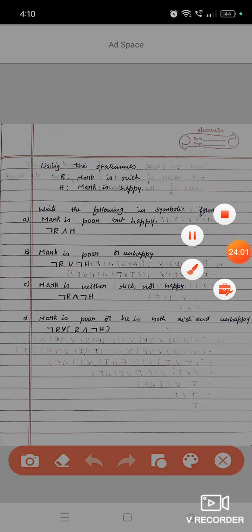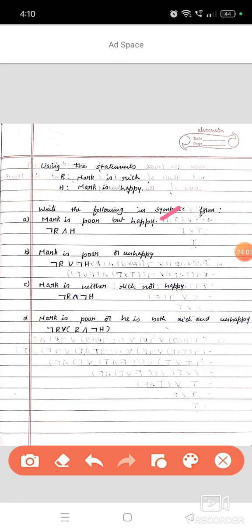Next, now first statement, Mark is poor but happy. But we know the letter for Mark is rich. Statement name, Mark is rich, but here it is Mark is poor. Mark is poor statement is negation of Mark is rich. Mark is rich is represented R, so it's opposite, not R. Not R, but so we have to use the conjunction AND operator. Mark is happy, and happy means Mark is happy, so and H.